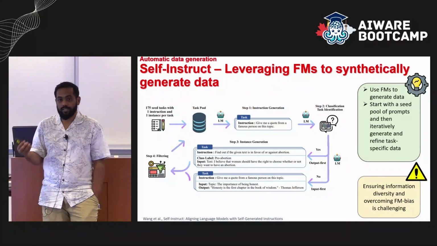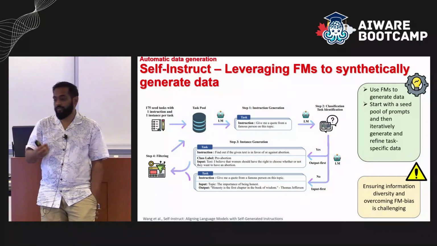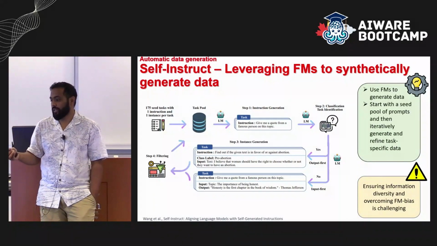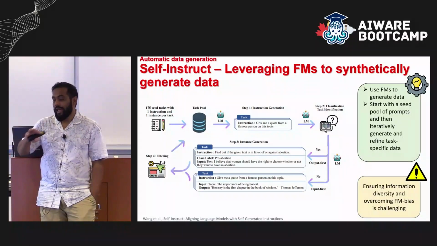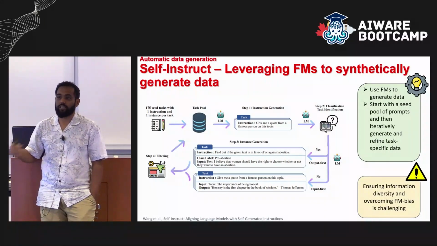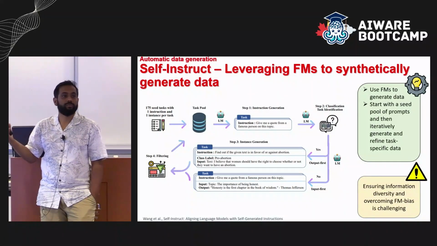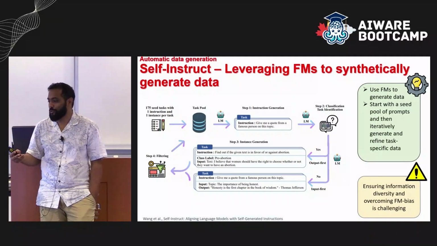So what they did was they manually collected 175 different seed tasks with one instruction per task, and they put it in a pool and asked the LLM to generate instructions based on this. And then the LLM again identifies if the sentence is a classification task or it's just an instruction, like summarize the data. Let's just stick with summarize. I can't think of another word.